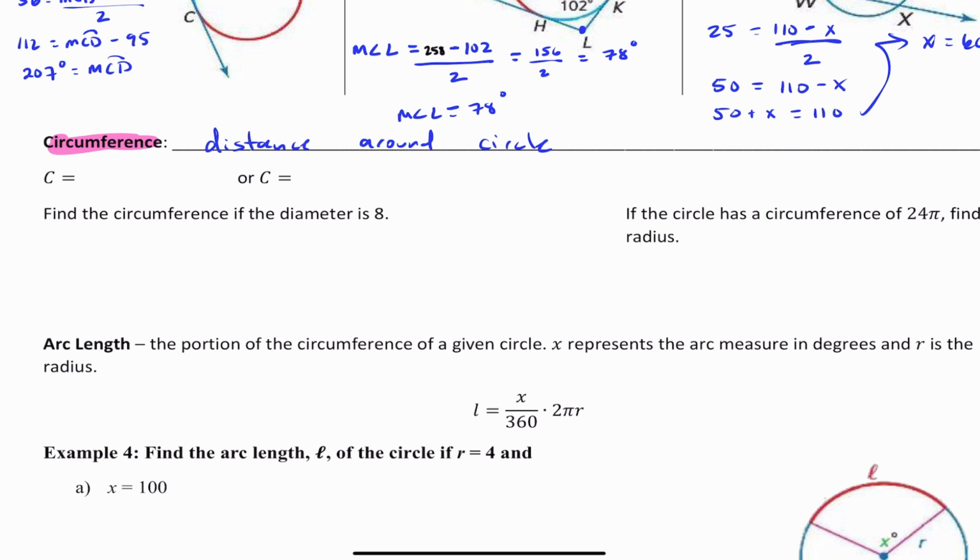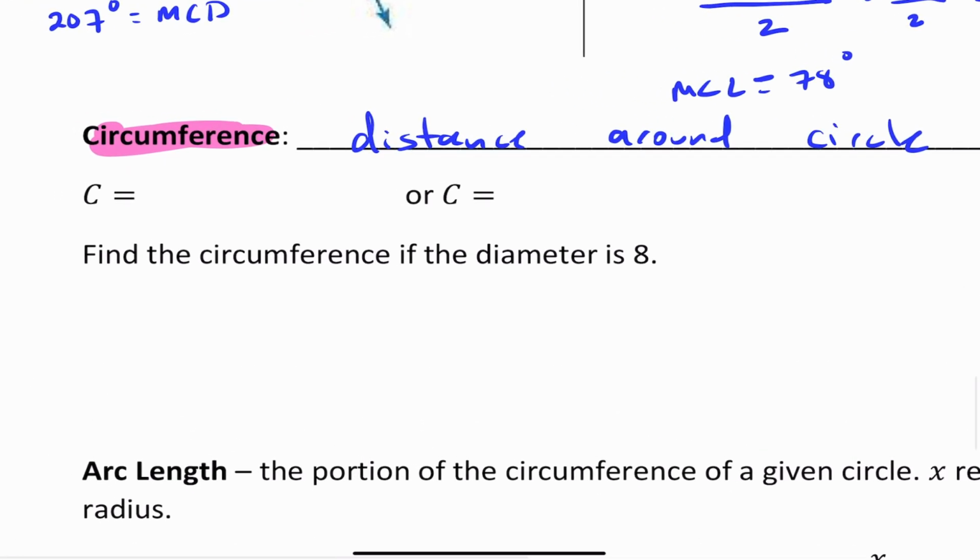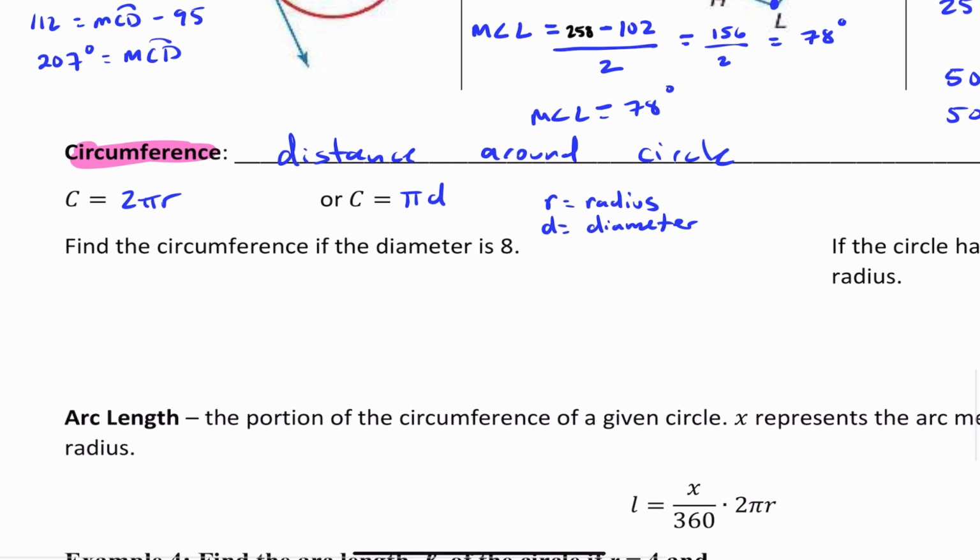We're talking about length here. We're talking about inches, centimeters, meters, and all that sort of thing, right? So to find the circumference, there's actually two formulas that you need to know. One, we have C, which stands for circumference, is equal to 2 pi r. And the other one is C equals pi d. Now, r is the radius and d is the diameter. Okay? So the diameter is twice the radius, or the radius is 1/2 of the diameter.